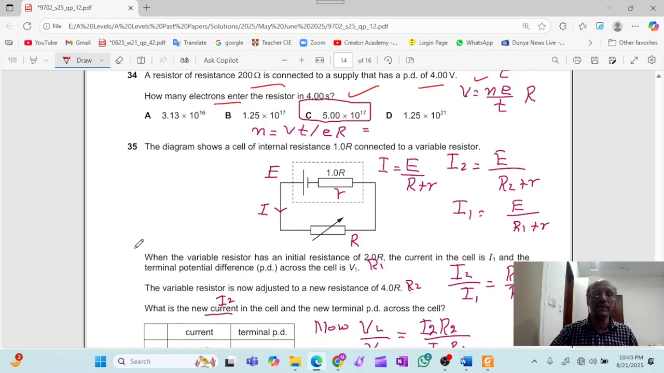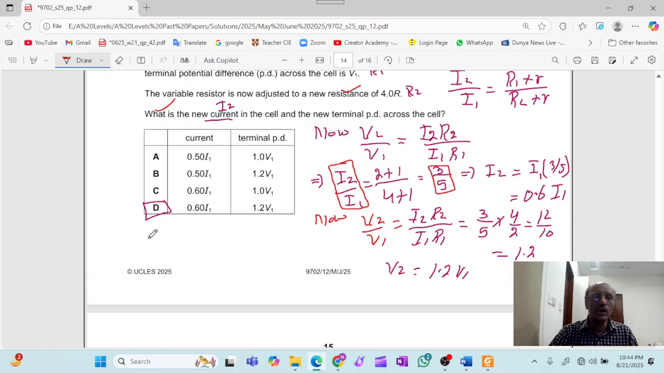Now question number 35. The diagram shows a cell with internal resistance 1.0 ohm connected to a variable resistor. So this is a tricky question. When the variable resistor has an initial value of 2.0 ohm, the current in the cell is I1 and the terminal PD is this. The variable resistor is now adjusted to 4. What is the new current in the cell and the new terminal PD of the cell? Now the answer is 0.61. So what do we have to do? We have to do a lot of calculation for this question.